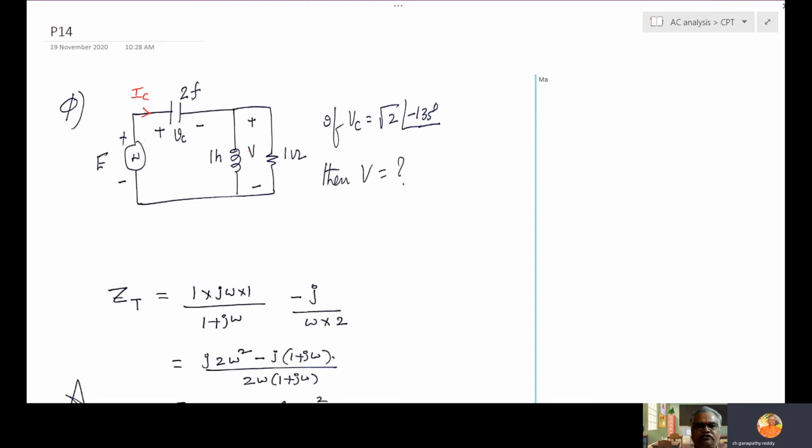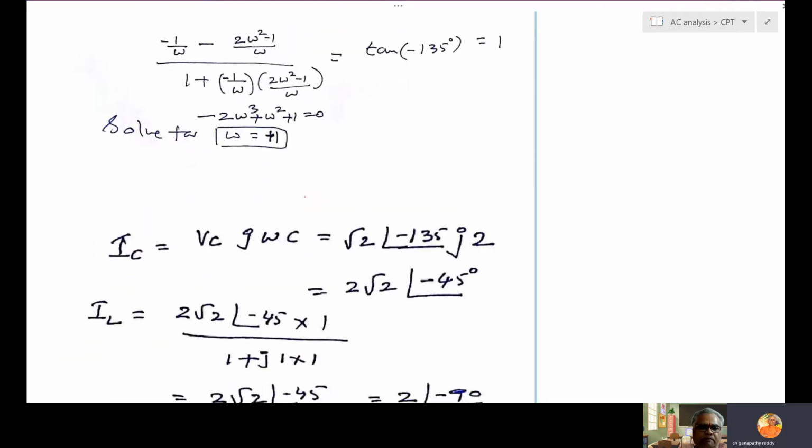Omega we have found out. Now the question is to find V. So what is the IC value now? IC is VC into j omega C.